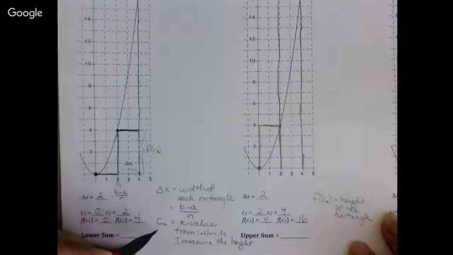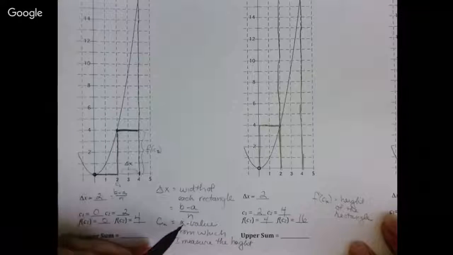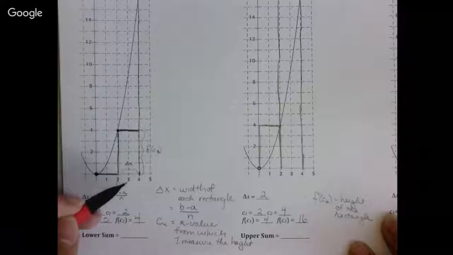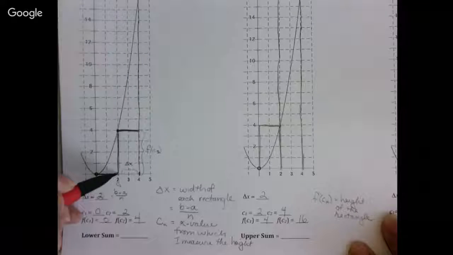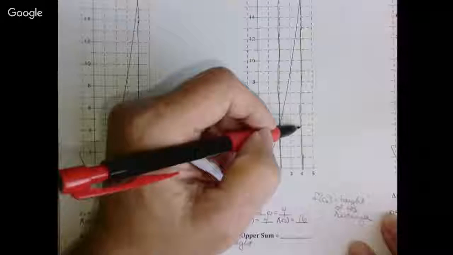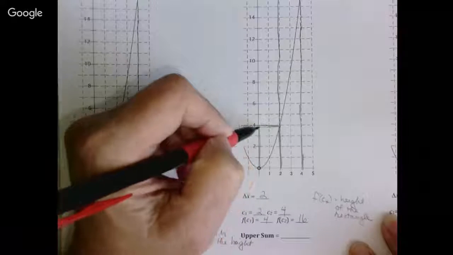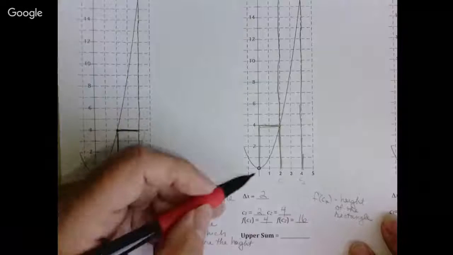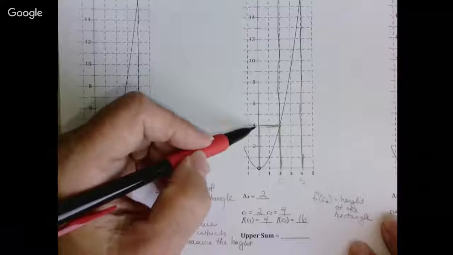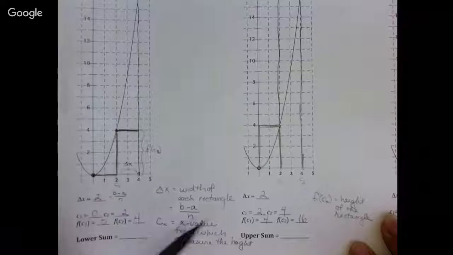C sub k, remember we said, was the x value in the kth box that I measure the height from. So when I did a lower sum, I measured on the left side. When I did an upper sum, I measured on the right side. So here my C1, my C2. And the height is the y value. And that's the height of the rectangle.